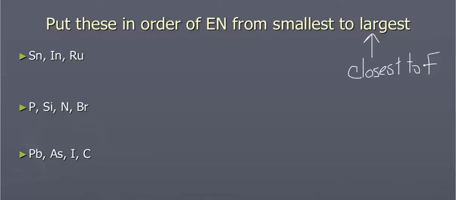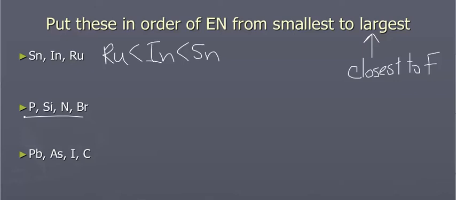So if I look at this first example, from smallest to largest, the smallest would be Ru. It's furthest from F. And then In. And then finally Sn would have the largest value for electronegativity because it's closest to F. Let's look at the next example.